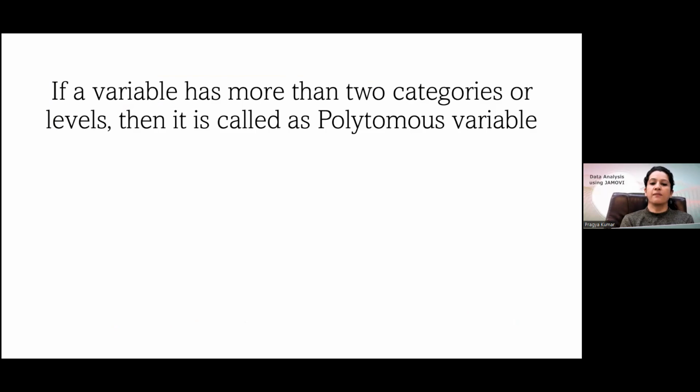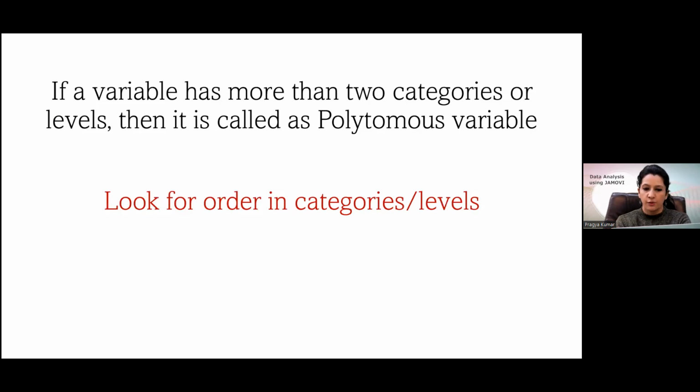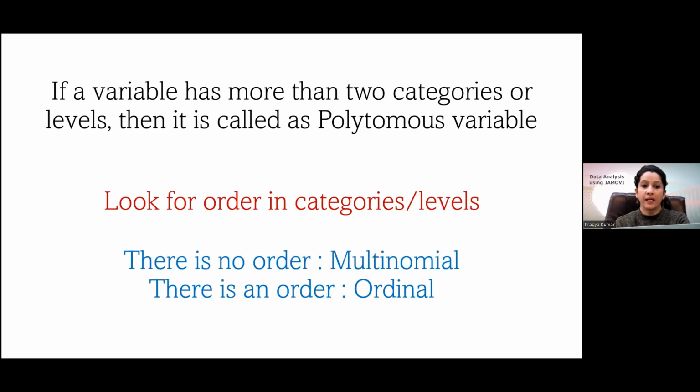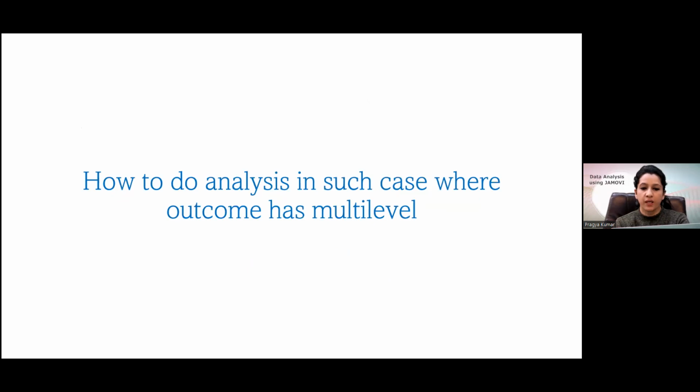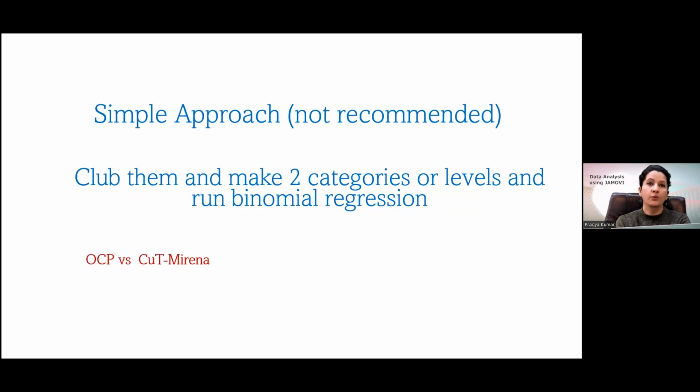So if a variable has more than 2 categories or levels, then it is called a polytomous variable. Polytomous means more than 2 levels. So you have to look at the categories or levels in the dependent variable. If there is no order, it is multinomial. If there is an order, it is ordinal. So how do we do such analysis when the dependent variable has more than 2 levels?